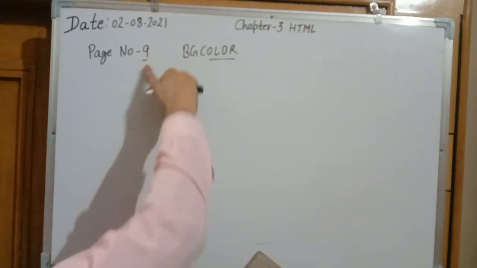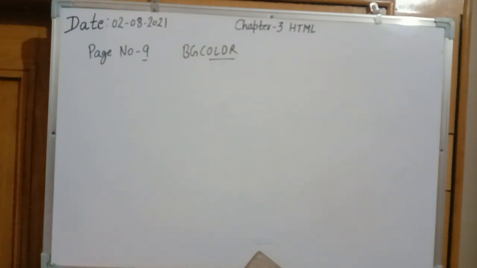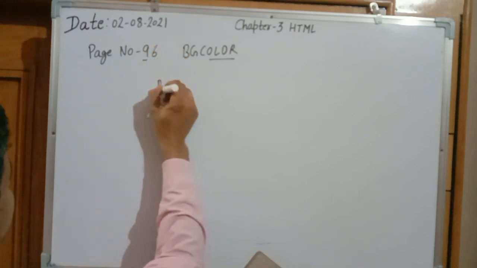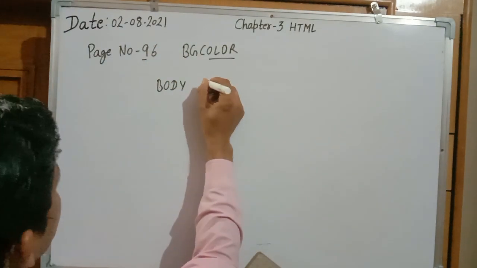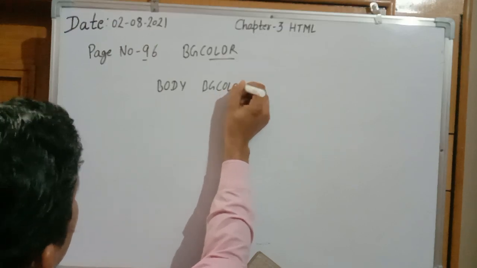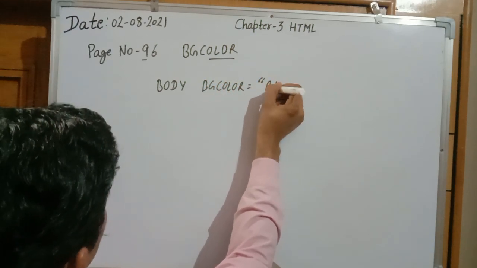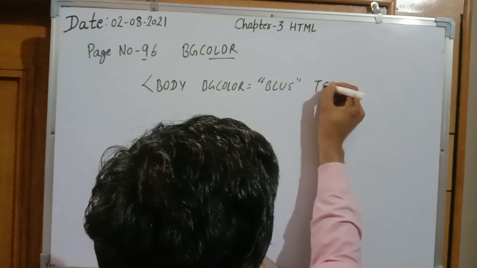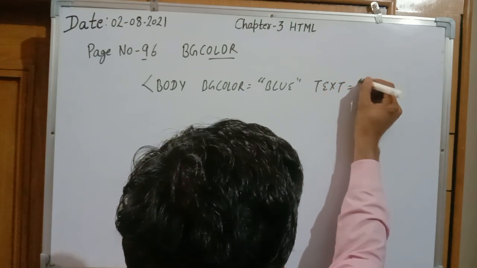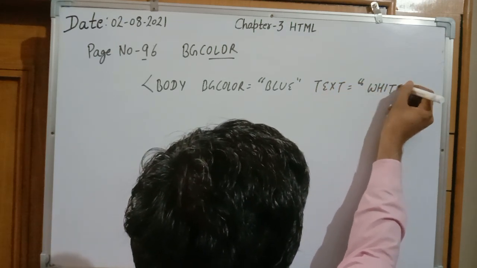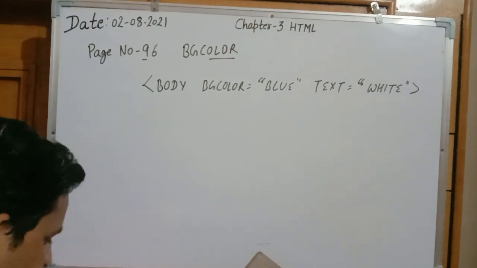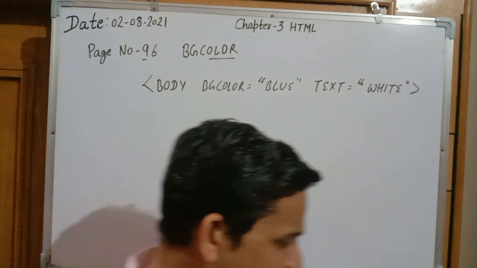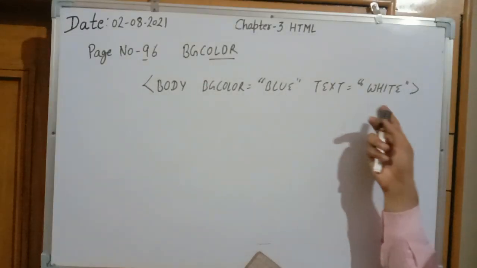Program number 2 is given. Program number 2 contains body bgcolor equal to blue and text is equal to white. What is written? Body bgcolor equal to blue, and the second attribute it has used, that is text equal to white. So what is the meaning of this tag? The meaning is that the background color, it means bgcolor, will be blue, and the text will be displayed in white color.